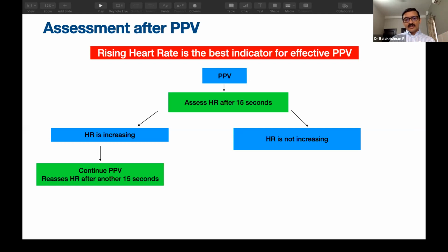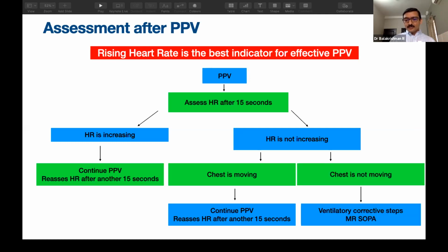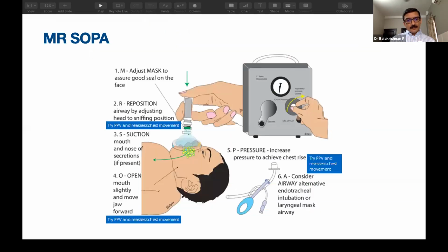What if the heart rate is not increasing after 15 seconds of PPV? Then we have to look at the chest movement. If the chest is moving, yes, your PPV is effective. So we continue PPV and reassess heart rate after 15 seconds. But if the heart rate is not increasing and the chest is also not moving, then we have to think that our PPV is not effective and we have to go ahead with the ventilatory corrective steps, or MR SOPA.